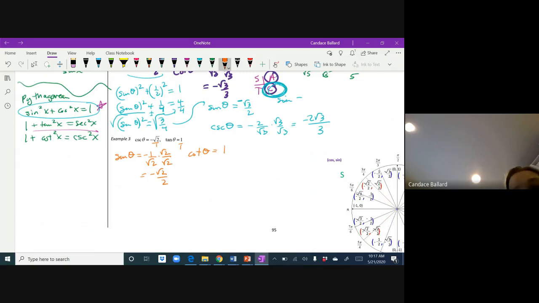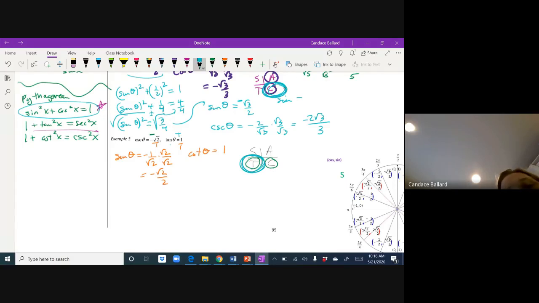All right, now I need to figure out what quadrant I'm sitting in. So I've got All Students Take Calculus. I know my cosecant is negative. Cosecant's negative where sine is negative, and sine is negative in quadrant 3 and quadrant 4. Then I know that the tangent is positive. So out of quadrant 3 and quadrant 4, quadrant 3 is the winner. So I need all quadrant 3 answers.